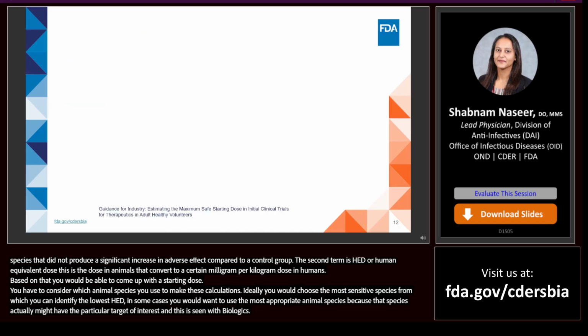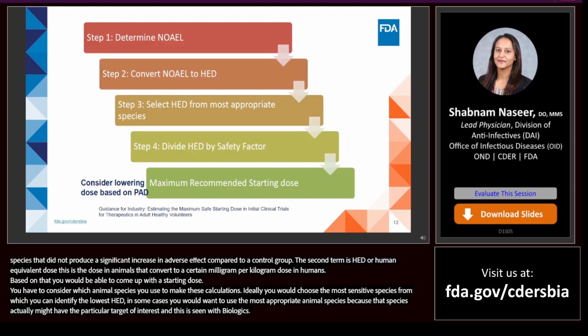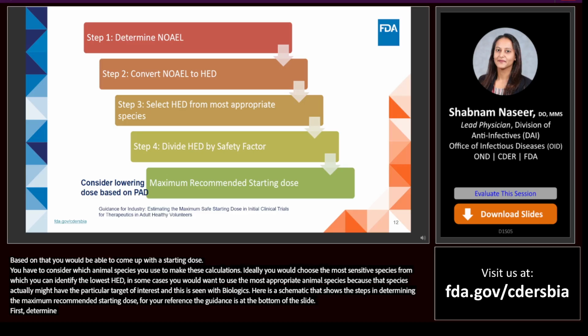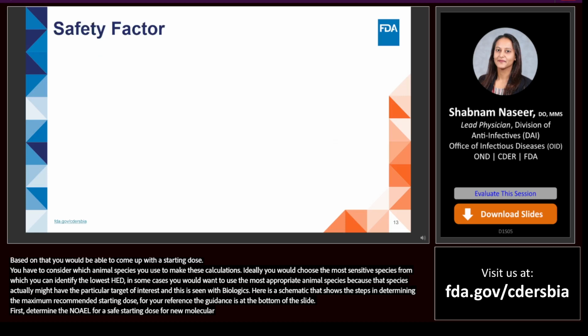So here's a schematic that shows the steps in determining the maximum recommended starting dose, and for your reference, the guidance is at the bottom of the slide. First you would determine the NOEL, which is a starting point for determining a safe starting dose for new molecular entities in healthy volunteers. Then that gets converted into the HED. You select the HED from the most sensitive or appropriate species, and then you choose a safety factor. Then you divide the HED by that safety factor to come up with a maximum recommended starting dose.